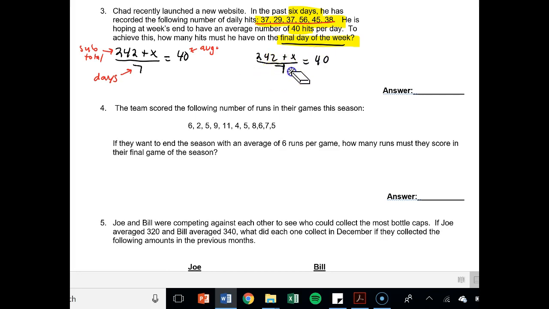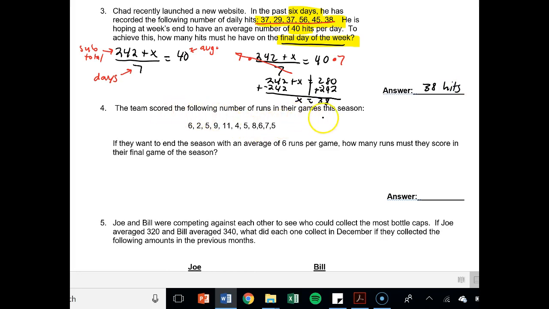Right? How do we do this? We know how to do this. I start by multiplying by 7 on both sides. That cancels those guys out. So I get 242 plus x equals 280. Then I add a negative 242. And I get my answer. X is equal to 38. So 38 hits, right?